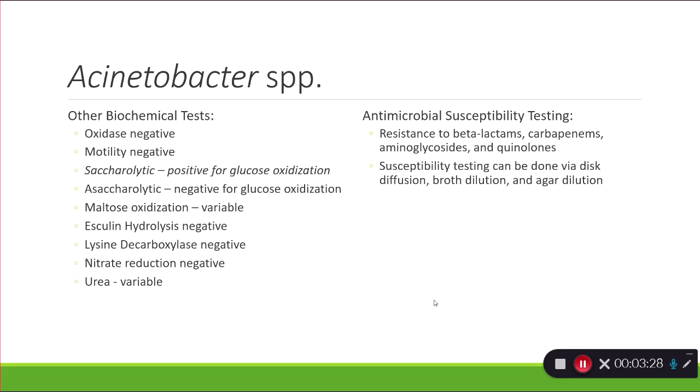Some other biochemical tests, it's oxidase negative, motility negative. It is saccharolytic, which means it's positive for glucose utilization. It's asaccharolytic or negative for glucose oxidation. Oxidation. Boy, that's a tongue twister for me today. This one is saccharolytic. It has variable maltose utilization. It's esculin hydrolysis negative, lysine decarboxylase negative, nitrate negative, and urea variable. It is resistant to some beta-lactams, carbapenems, aminoglycosides, and quinolones. Susceptibility testing can be done with disc diffusion, broth dilution, or agar dilution.